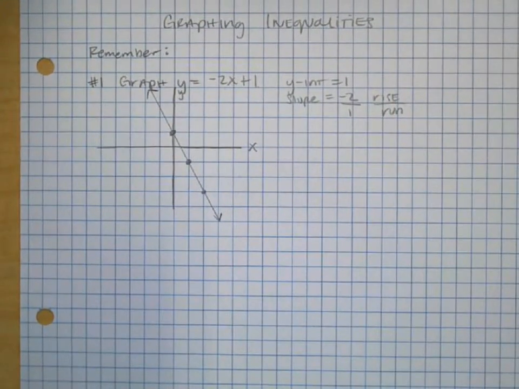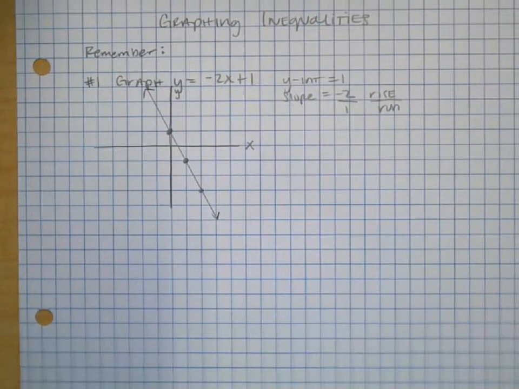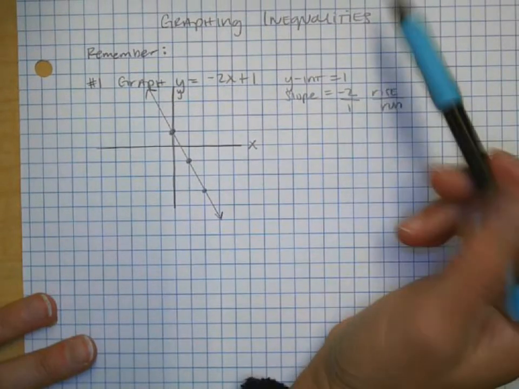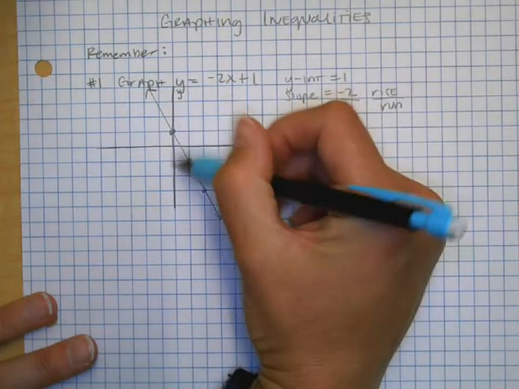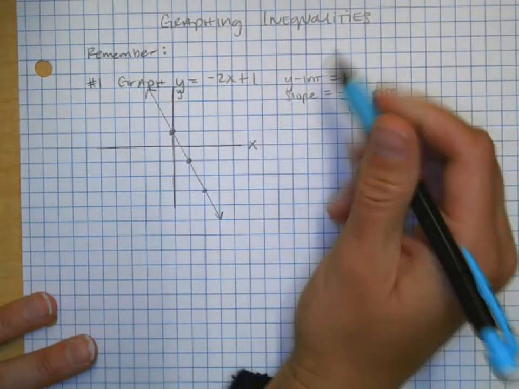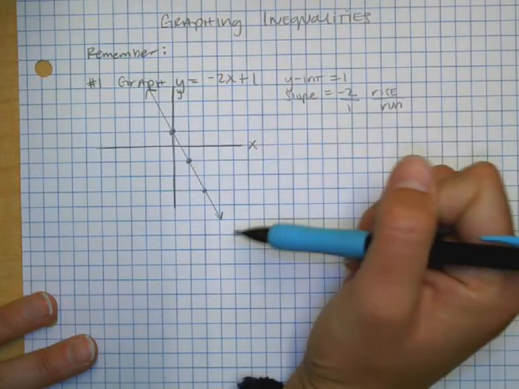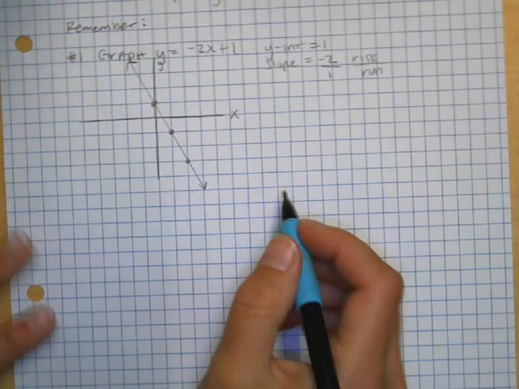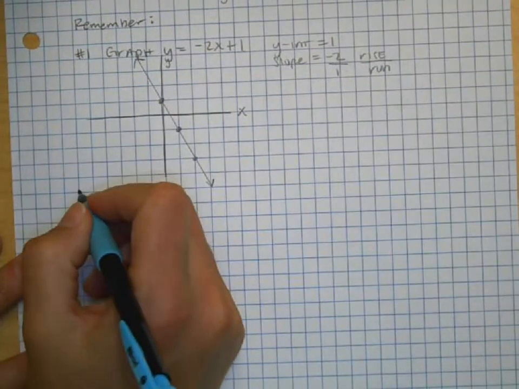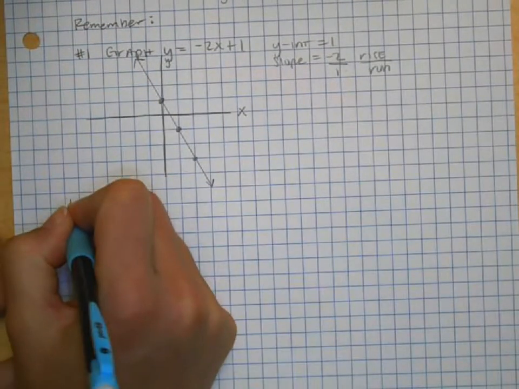Okay, so once I was able to connect my dots, we now have our linear graph. We started by graphing our y-intercept on the y-axis. It needs to be intersecting that. And then we used our slope to find the rest of our points. So those are some things that should be a refresher. This is for our inequalities now.